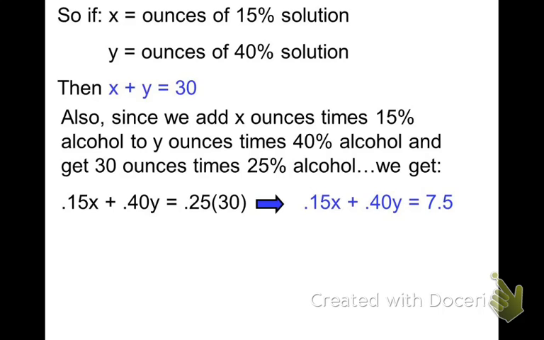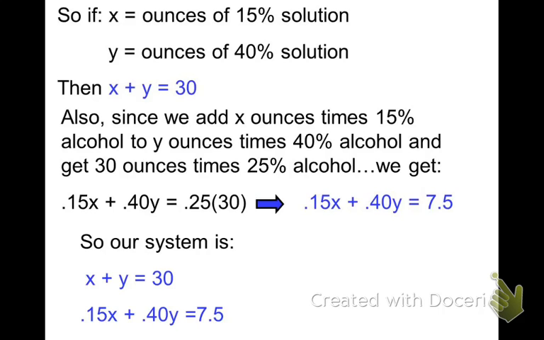So now we have two equations, two unknowns. Our first equation is the amount equation, x plus y is 30, and our second equation is really the potency equation. And at that point, we would choose a method for solving. So this is probably one where we would choose to use substitution.